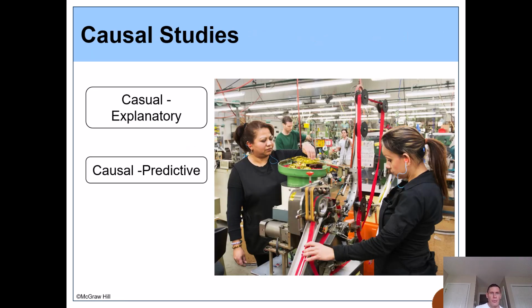Causal studies: causal explanatory, attempting to explain a phenomenon, and then causal predictive, trying to predict something that will happen in the future. Weather would be a good example.